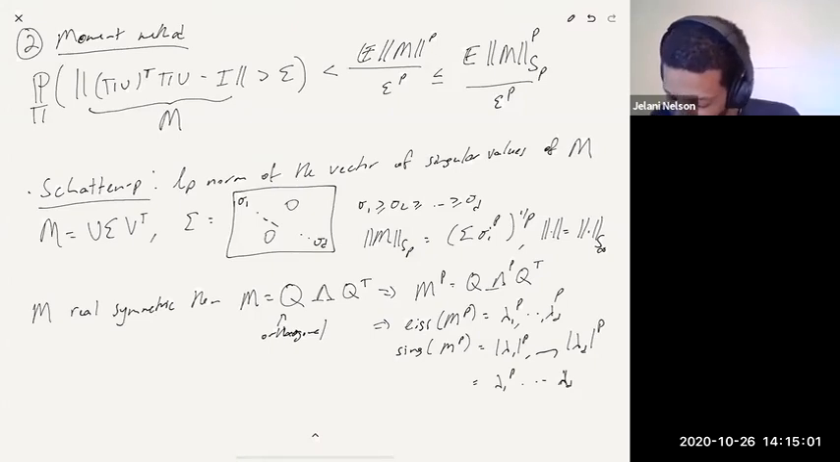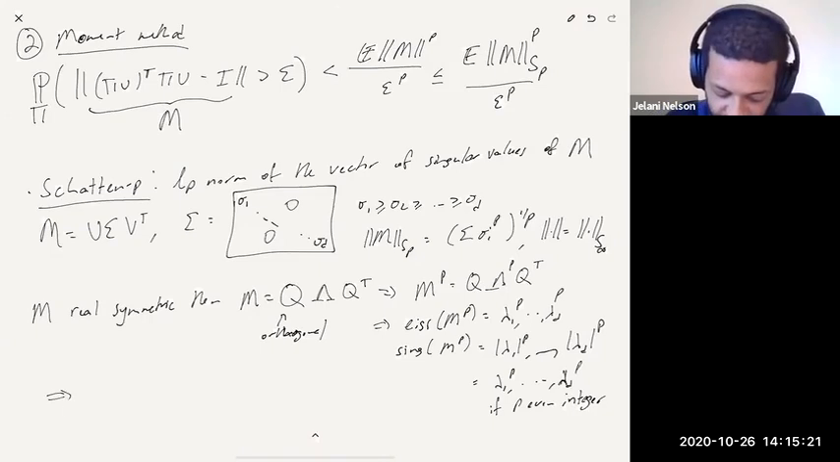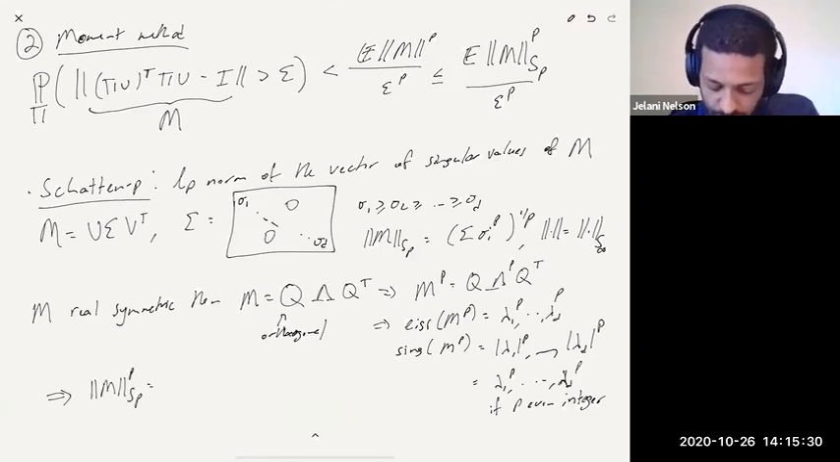Actually, that holds if P is an even integer. Because if it's an even integer, then if lambda is negative, when you raise it to an even power, it becomes positive. And then I can basically say that the Schatten P norm raised to the P is equal to the trace of M to the Pth power.